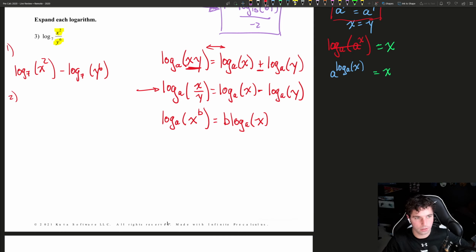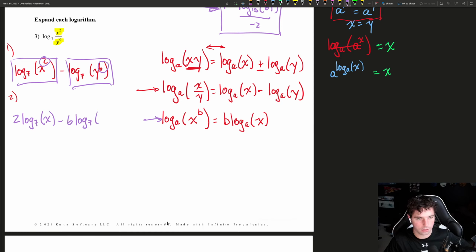Part 2 is taking each of these as their own problem. Okay, and you should notice that there are 2 exponents here, which you need to put out front. All right, so then we're going to be using this property. So when we do that, we get 2 log base 7 of x minus 6 log base 7 of y.